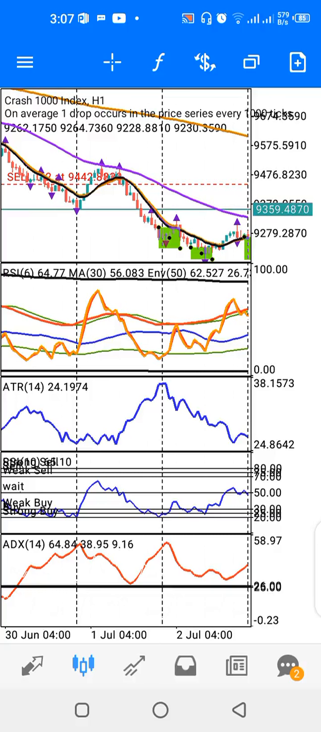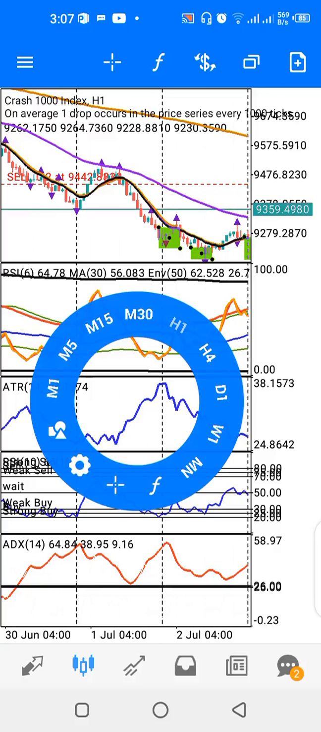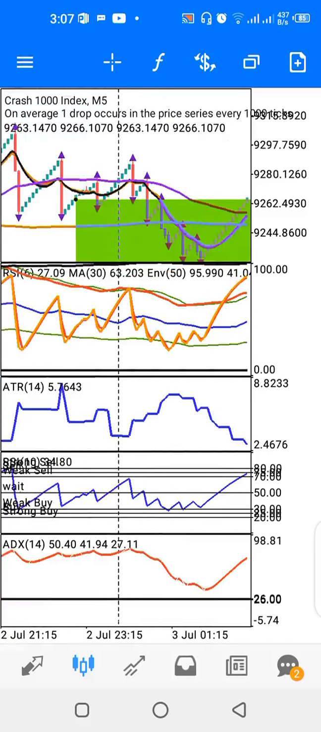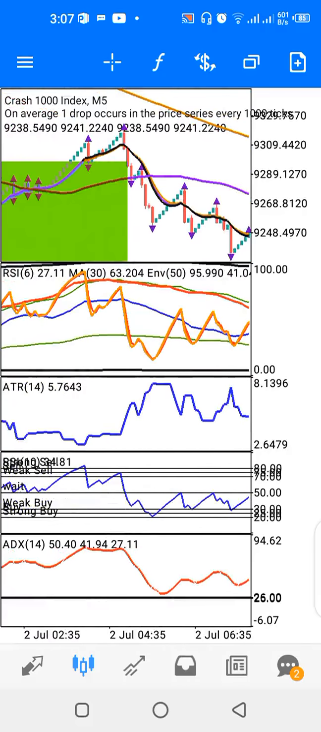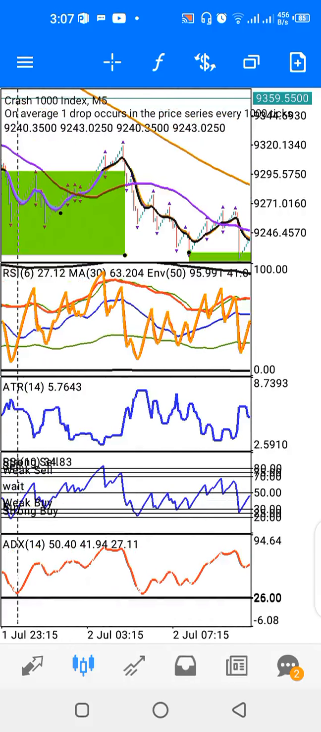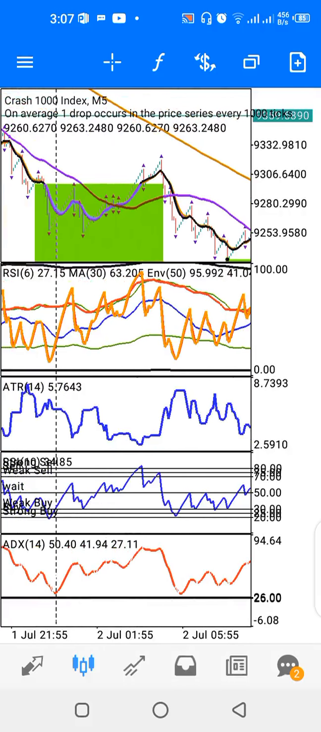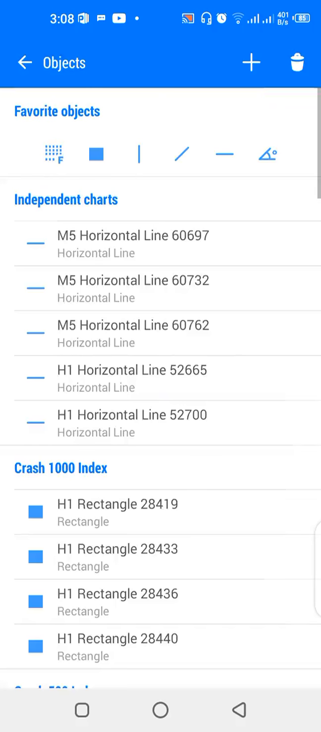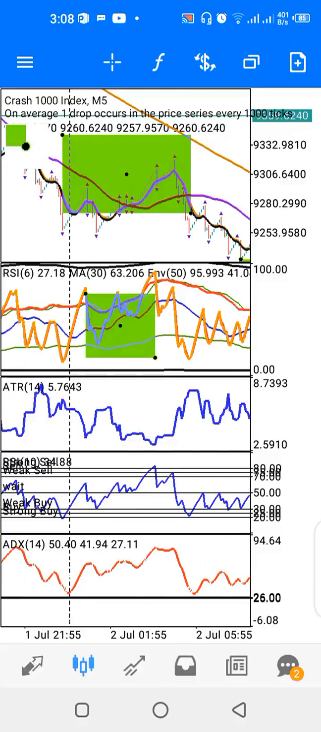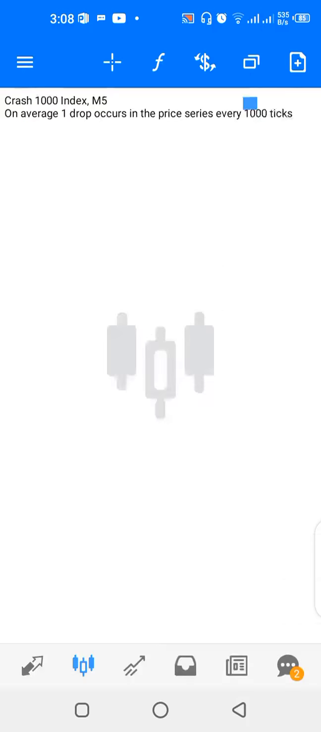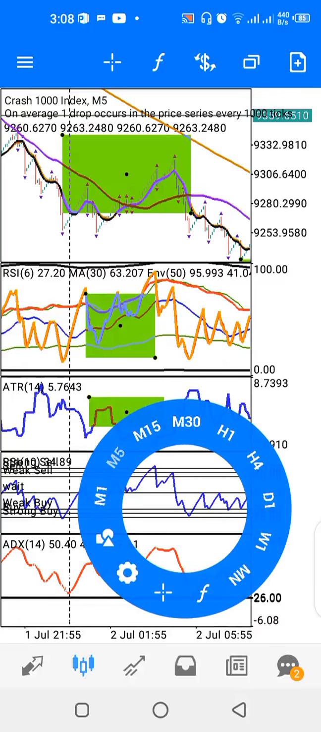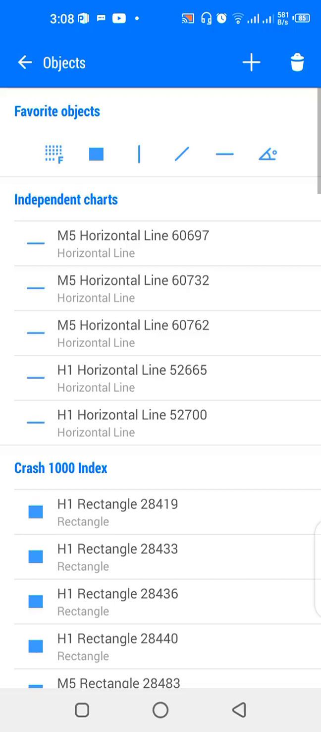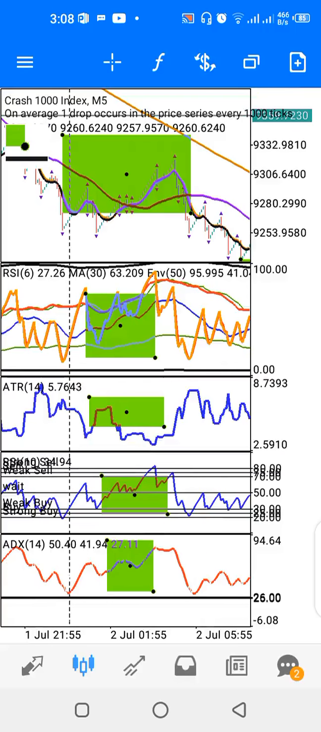index. Now I'm going to take the chart to the 5 minutes time frame. Now for crash 1000 index, this is my main window. This is indicator window 1, this is indicator window 2, this is indicator window 3, and this is indicator window 4.